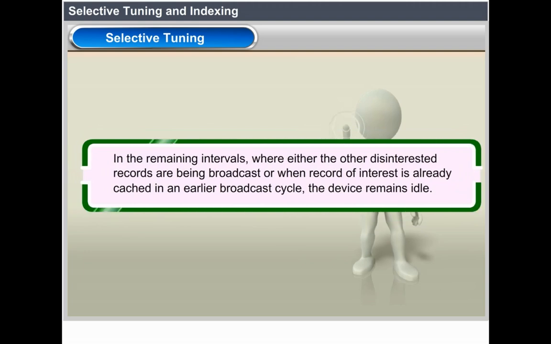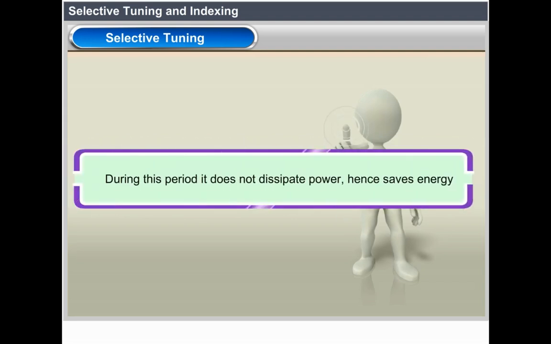In the remaining intervals, when either other records which are not of interest are being broadcast or when the record of interest is already cached in an earlier broadcast cycle, the device remains idle. During this period, it does not dissipate power and hence saves energy.